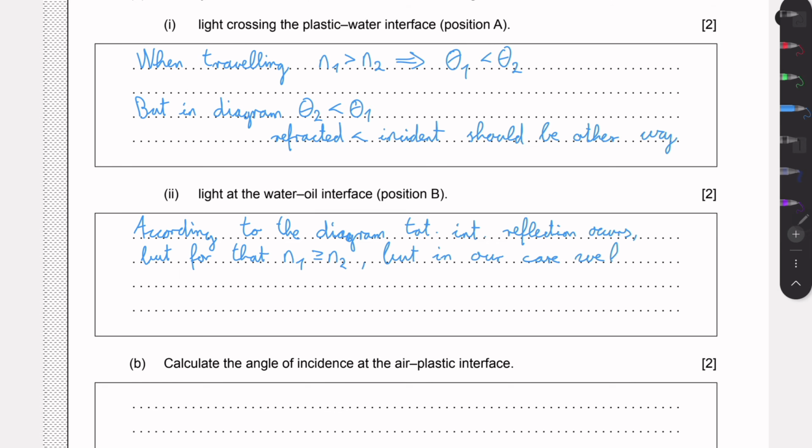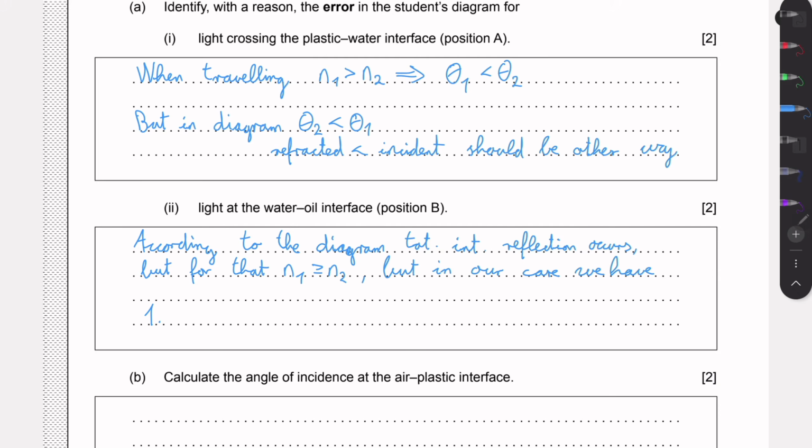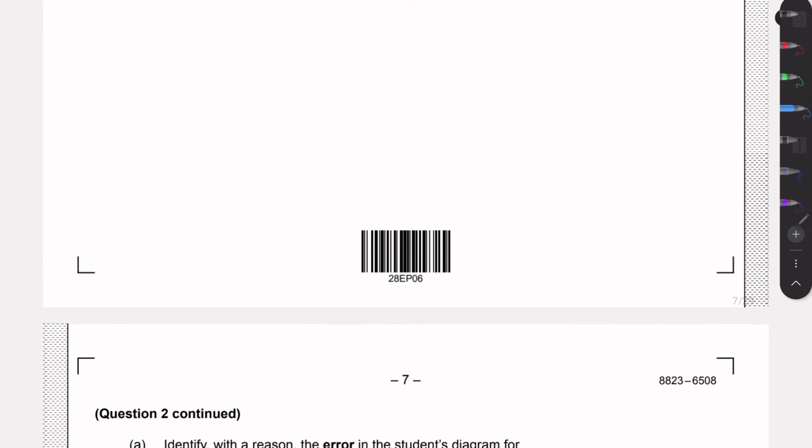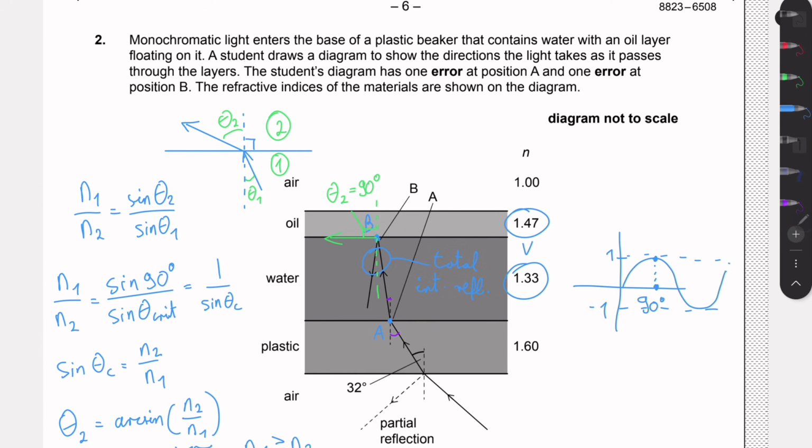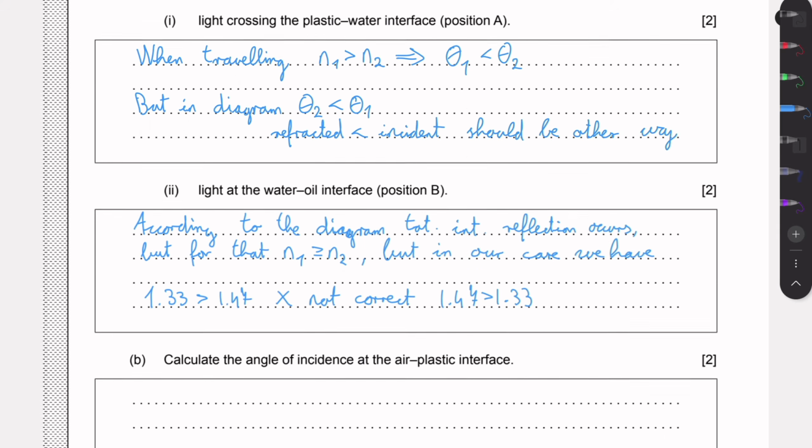But in our case, we have 1.33 should be larger than 1.47, but this is not true because, well, yeah, 1.47 is larger than 1.43. So if the ray would be coming from the other way, then total internal reflection would be possible, but in this case, unfortunately, it is not possible whatsoever.